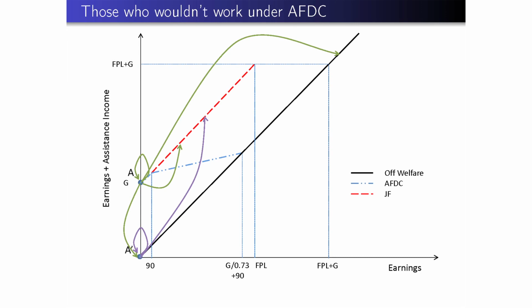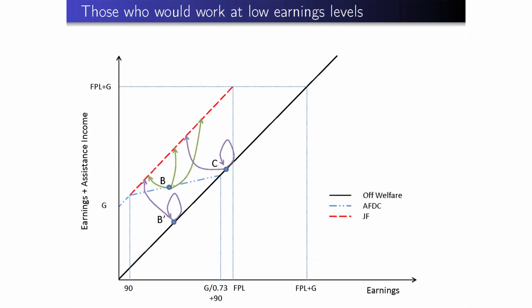Okay, how about people who would have worked at low earnings levels, by which I mean below the federal poverty line, under AFDC. So if you're someone who would have worked off welfare, it's possible that the reduced tax rate on welfare induces you to join welfare and continue to work. If you're somebody who would have worked on welfare anyway at point B, you're going to stay within this working region below the federal poverty line. Where exactly you're going to move is uncertain. You could work more or less depending upon whether income or substitution effects dominate.